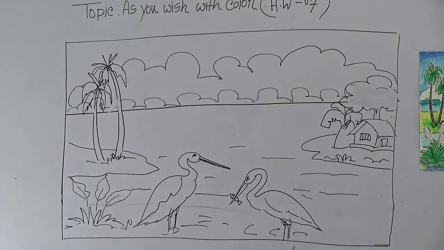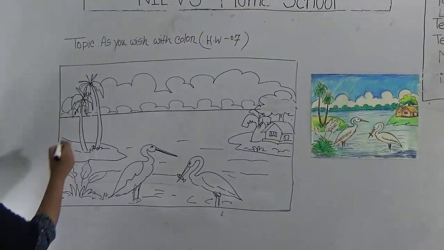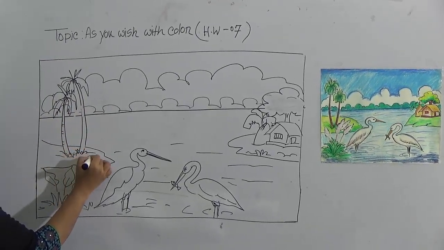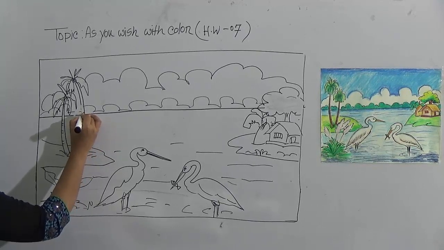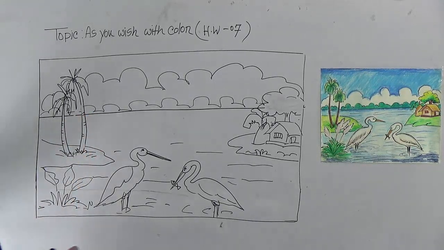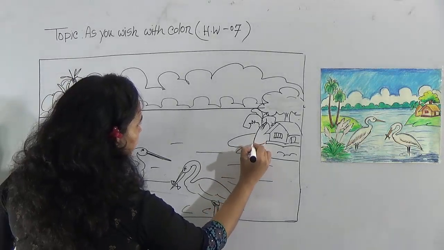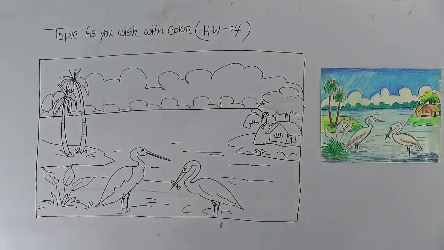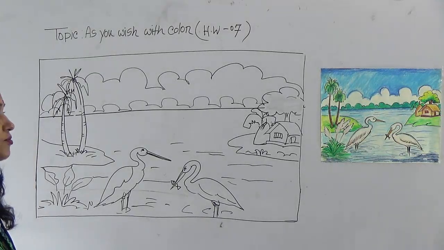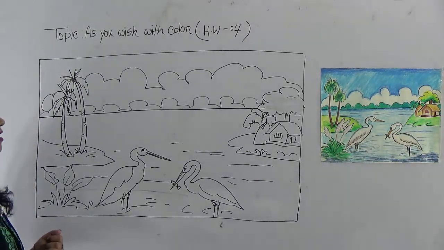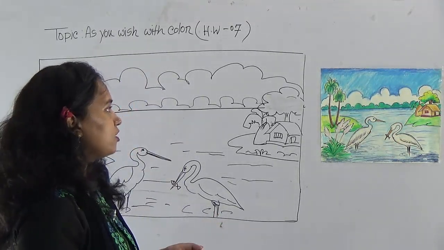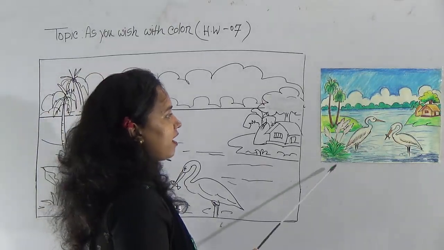Look dear student, this is a very easy topic and very easy to draw. If you practice at your home and follow my drawing method, you can draw this very easily. Okay. So dear student, look at the board. I have finished the drawing. Now I will tell you how I have colored the picture. I have already colored a picture for you. So dear student, look at the board. I will brief how I have colored this picture.